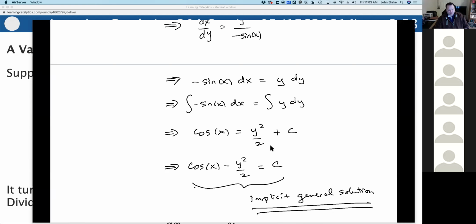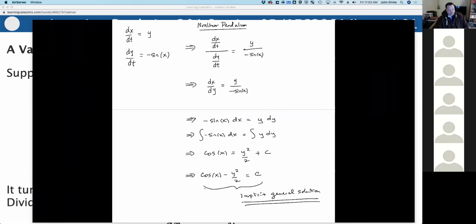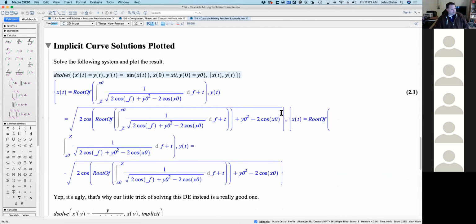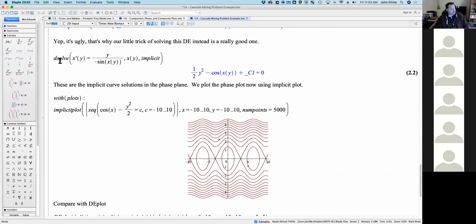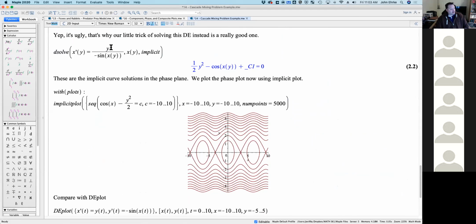Maple can't solve the system as it was given, but I know exactly what the phase plane trajectories look like with this little trick of dividing the two equations. And you can see here in Maple, it's exactly what I did. I set up that divided differential equation and solved it. That's what you and I just had on the other screen for the solution.